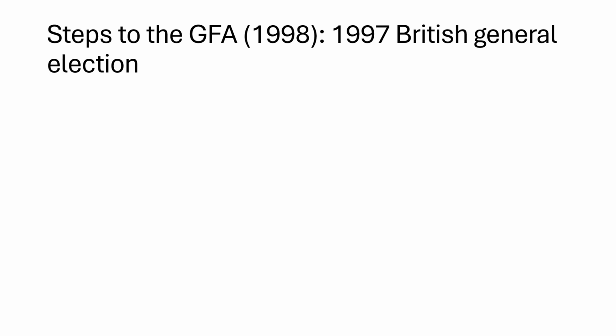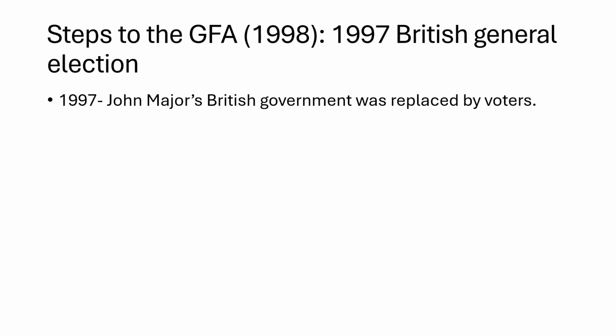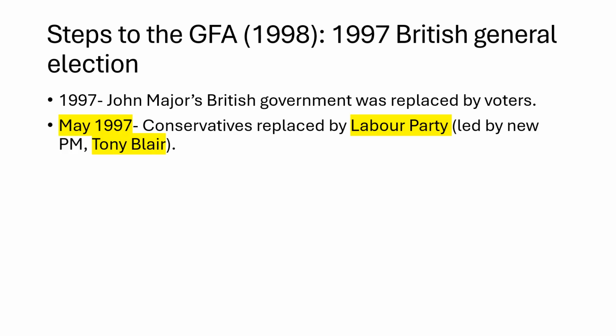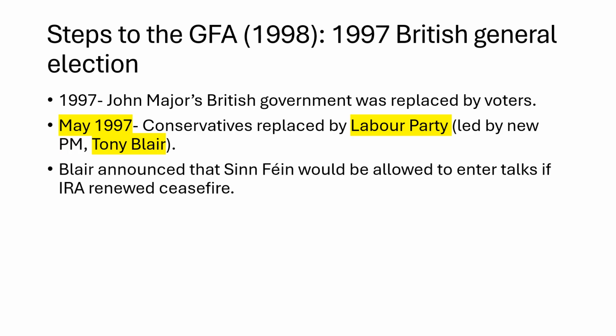So the next big step would be the 1997 British general election. In 1997, John Major's Conservative government, the Tories, was replaced. The voters removed them from power and instead elected in May 1997 Tony Blair as Prime Minister. He was the leader of the Labour Party. So the Labour Party has once again entered power in Britain in 1997. And that's a big step towards the Good Friday Agreement.